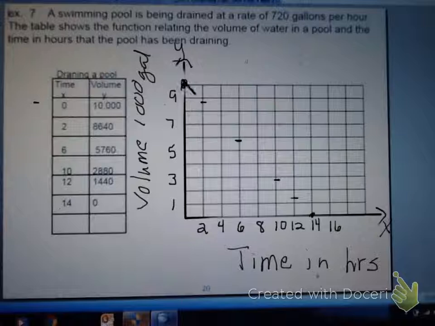Now we could draw a line. When we're dealing with word problems like this, we draw a line, but we do not put arrows because we cannot go below, we cannot go in the negative area. So in here we would not put arrows. And that is the end of part 2.